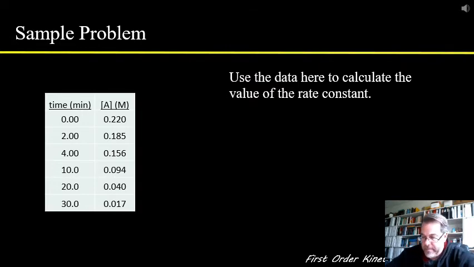All right, here's a sample problem. This is for a different reaction. You see, this time the time is in minutes, right? If the time is given to you in minutes, then you can just go ahead and use minutes. So just calculate it and use minutes as the units for your rate constant. You don't have to convert everything into seconds.